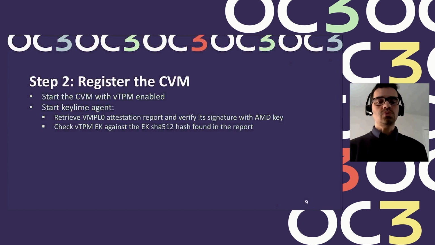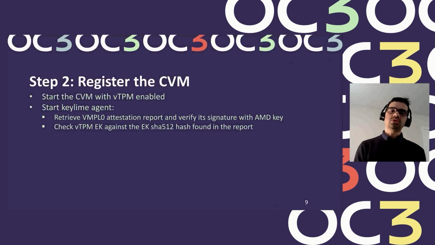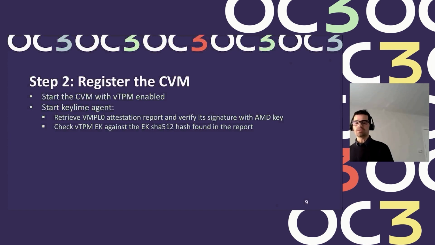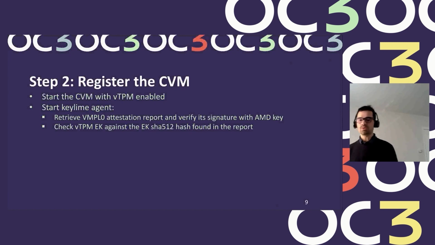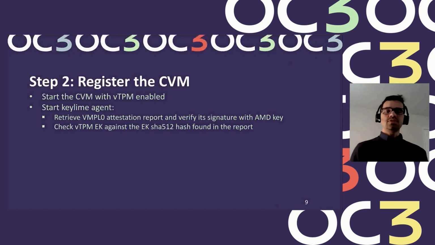once the VM is running, we start the Keylime agent, which will request a VMPL 0 attestation report and verify if it was signed by the AMD key. It will also use the VMPL 0 attestation report to check the authenticity of the vTPM EK, if the vTPM EK that we get matches the hash that represents the EK.